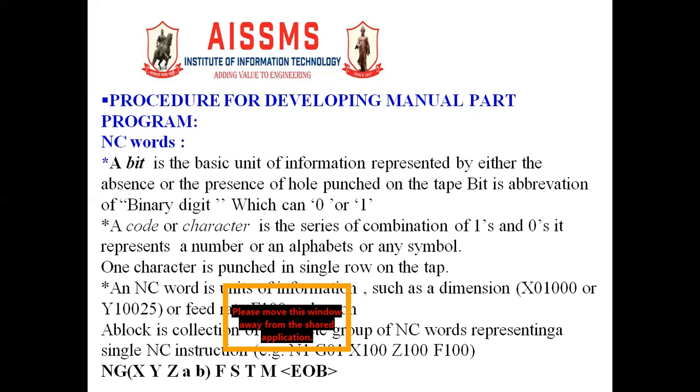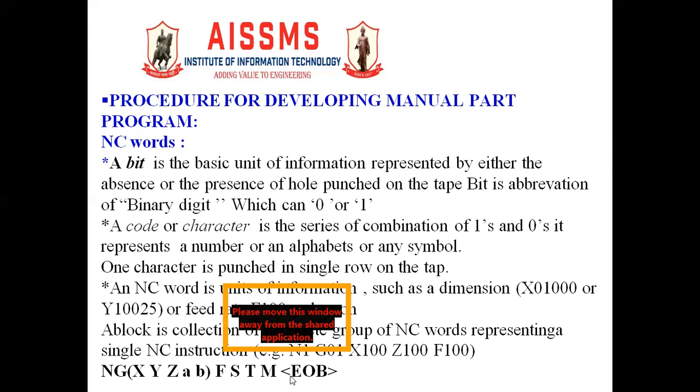Then, for developing a manual part program, the bits we use are binary digits, 0 and 1, and the codes or characters are a series of 1s and 0s. The number of alphabets or symbols is punched in a single row on a tape, if you are using a tape. But in an NC word, we take the dimension like X01000 or Y10025, and some feed mentioned like F100. This type of NC word is in one line, and this is a block. We consider this single block to be the collection of all these NC words.